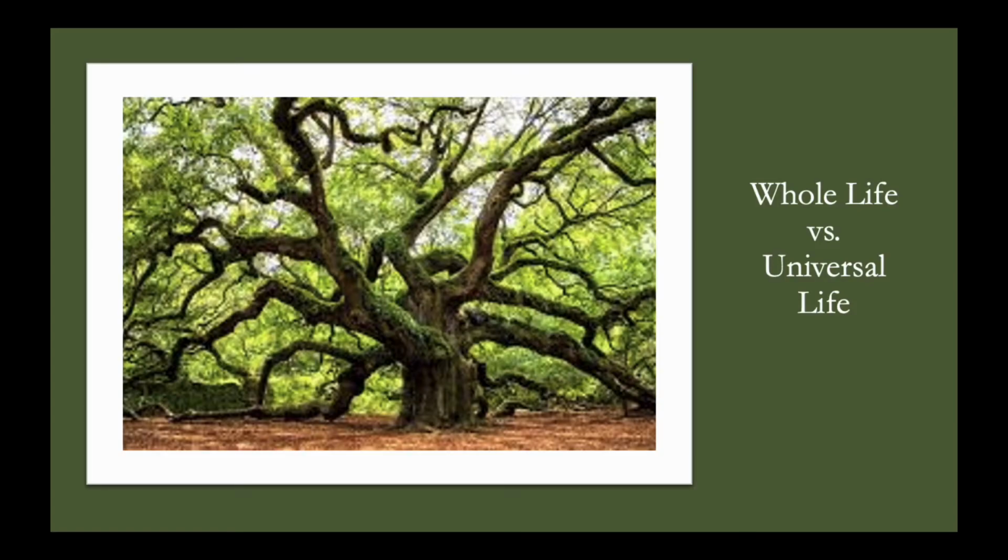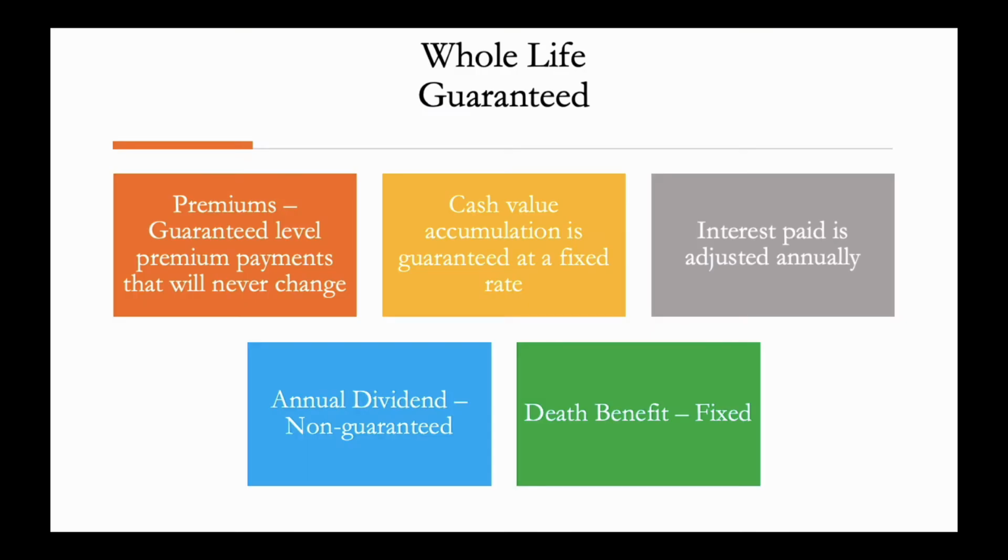Okay, so here are the key differences between whole life and universal life. With whole life, you have guaranteed level premium payments that will never change. Cash value accumulation is guaranteed at a fixed rate. Interest paid is typically adjusted annually, and though not guaranteed, you may also receive an annual dividend from the insurance company if it's a mutual insurance company. They represent part of the insurance company's profits. And you can opt to receive it annually in cash, let it accumulate interest, use them to reduce your policy's premiums, or buy additional coverage.